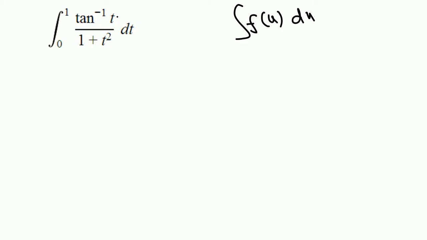We have inverse tangent t on the top, and 1 plus t square on the bottom. So there are two functions. One of them should be a function of u, and the remaining should be just the differential of u, the derivative of u. So what is the derivative of 1 plus t square? It is 2t, but we have inverse tangent. So assuming 1 plus t square as u does not help. Let's go the other way around.